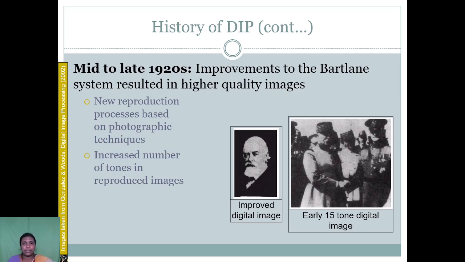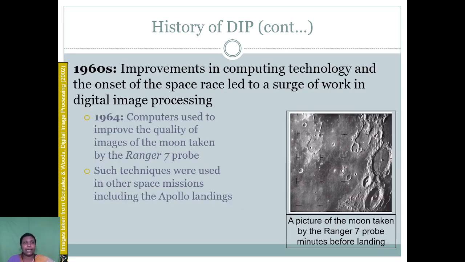This is at the time of the 1920s. And the next one is the 1960s. Improvements in computing technology and the onset of the space race led to a surge of work in digital image processing. Here you have a picture of the moon taken by the Ranger 7 probe minutes before landing, in 1964. Computers were used to improve the quality of the image of the moon taken by the Ranger 7 probe.